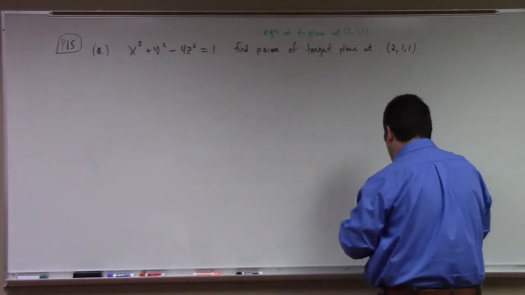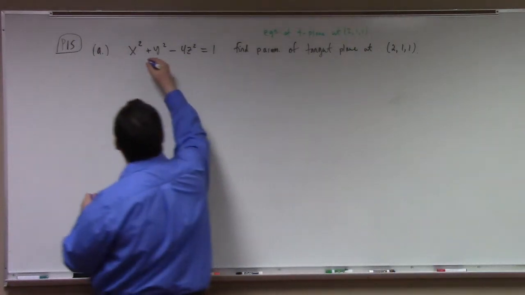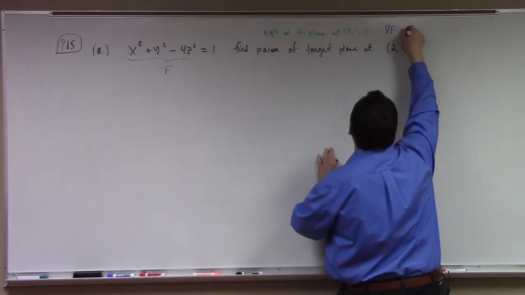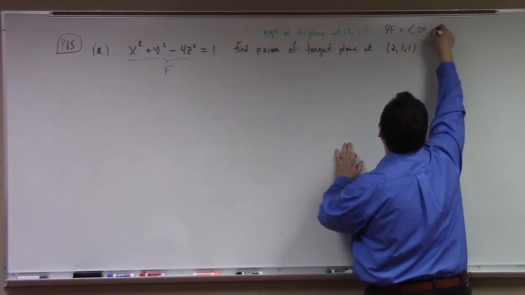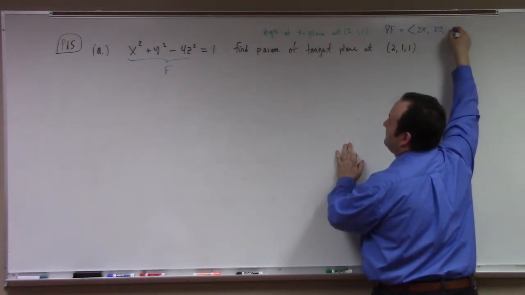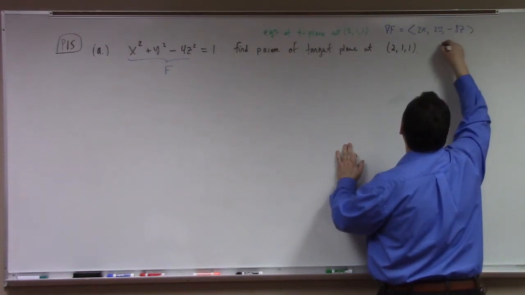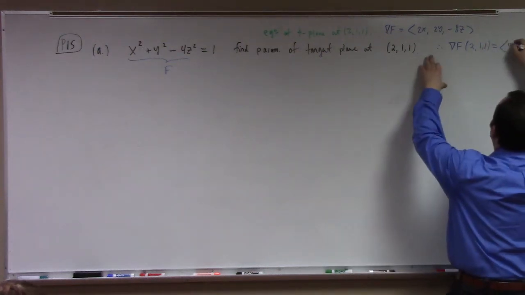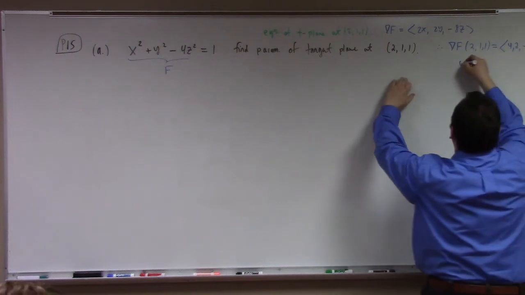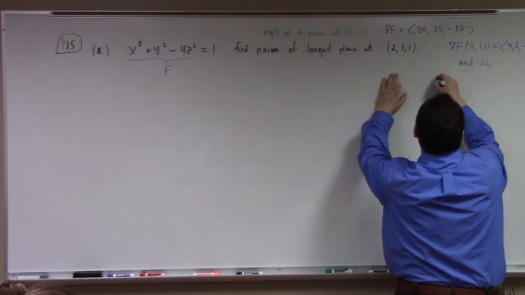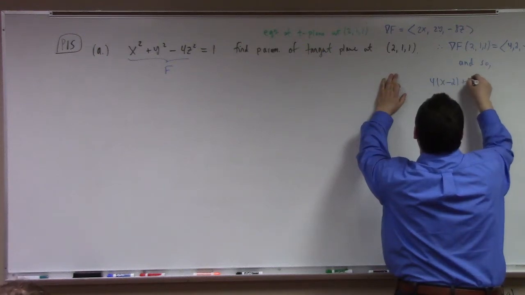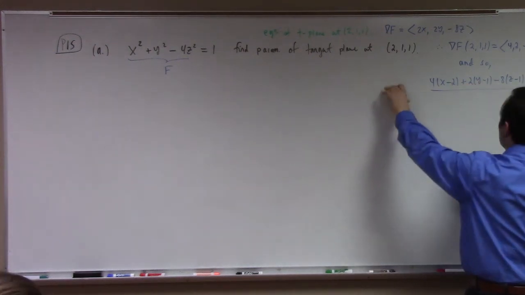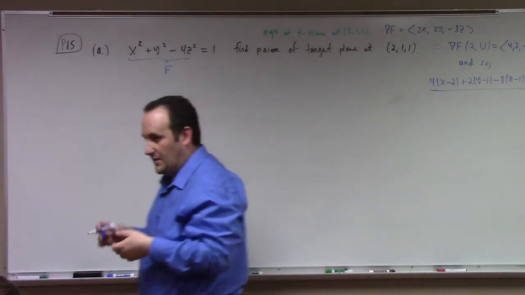I would hope we would have been like, aha! That's easy picking, right? Call this thing f. So we just say the gradient of f is 2x, 2y, minus 8z. Therefore, nabla f at the point (2, 1, 1) is (4, 2, minus 8). And so the tangent plane is 4 times (x minus 2) plus 2 times (y minus 1) minus 8 times (z minus 1) equals 0. Game over, end of story. That would be the equation of the tangent plane.